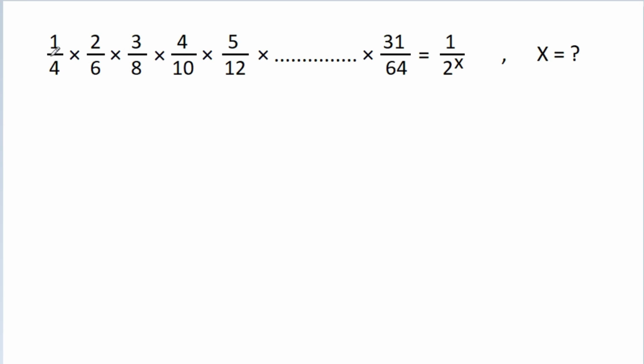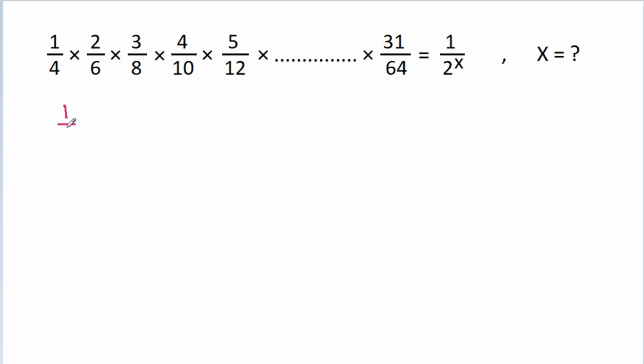We are given that 1/4 times 2/6 times 3/8 times 4/10 times 5/12 times up to 31/64 is equal to (1/2)^x. Then we have to find the value of x.